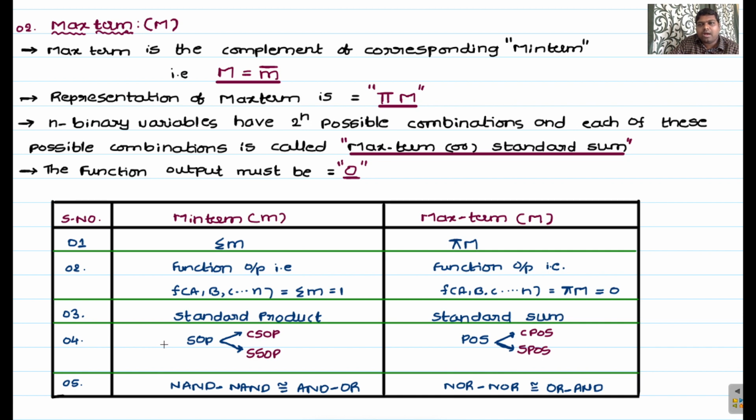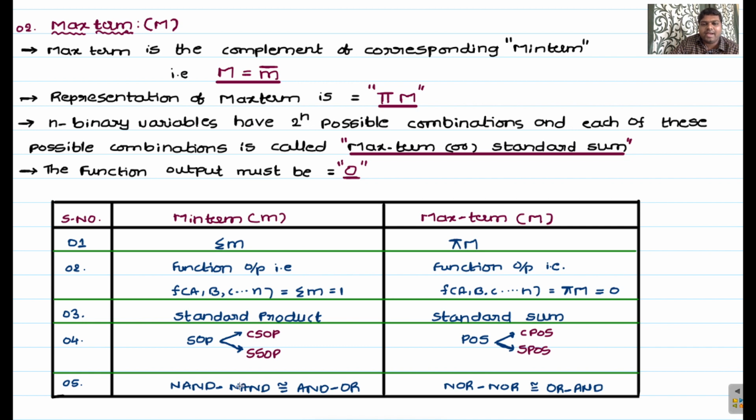The min terms are available in the form of sum of products. In the sum of products we have two ways: canonical sum of products and standard sum of products. Max terms are available only as product of sums. If the function consists of a product of sums, then we consider max term. Here also we have two possibilities: canonical product of sums and standard product of sums. To realize the sum of products, that is the min term, we move to NAND realization, which is also equal to AND-OR realization. In the same way, for max term realization we choose NOR realization, which is also equal to OR-AND realization.